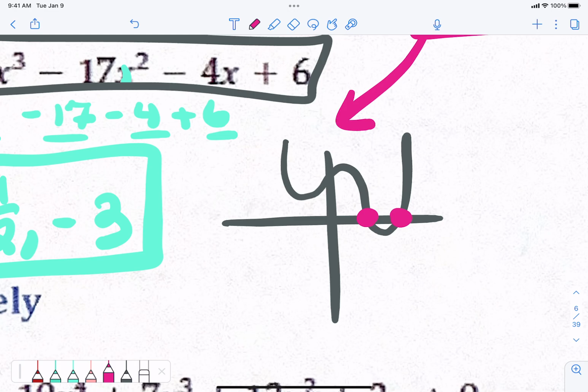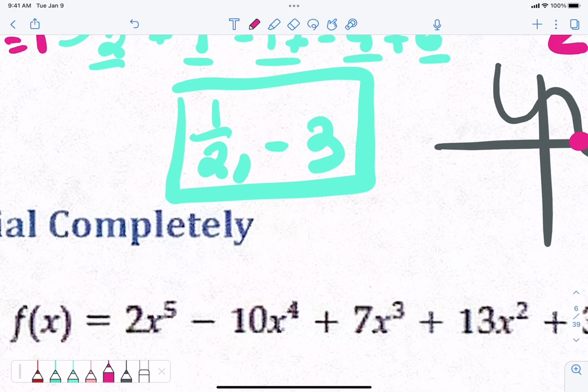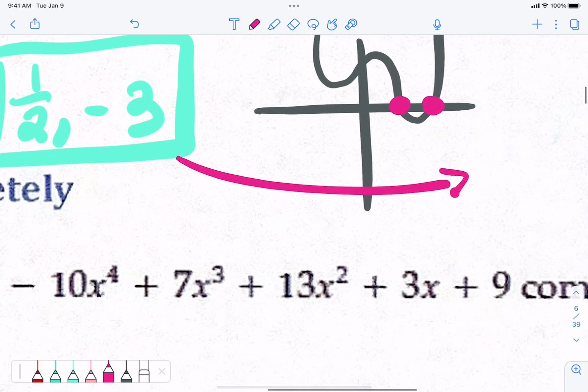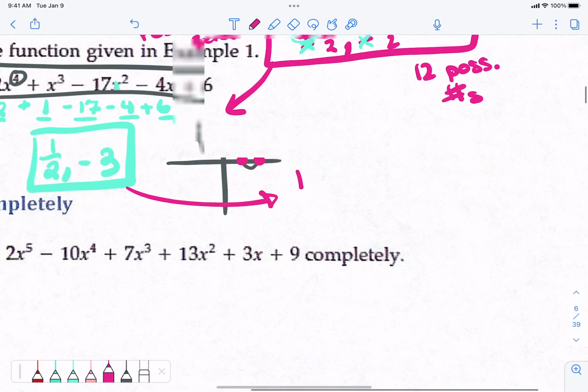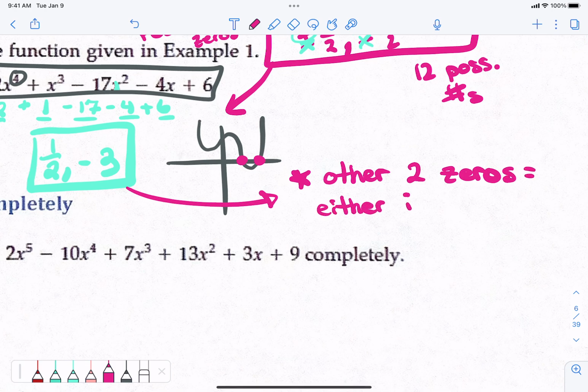Okay. So, all right, we'll talk about that real quick then. So we have 2. The other 2, write this down right here. I'm going to put a little note. So the other 2 zeros are either imaginary, they're either i's, or they're decimal numbers, like irrational numbers, like the square root of 2, something like that.